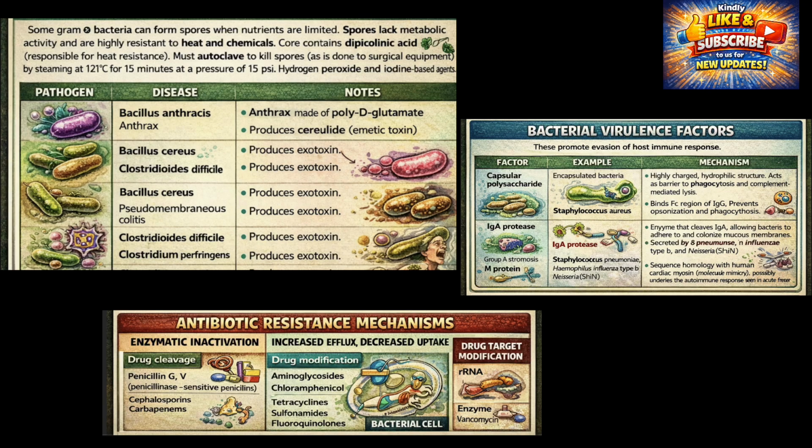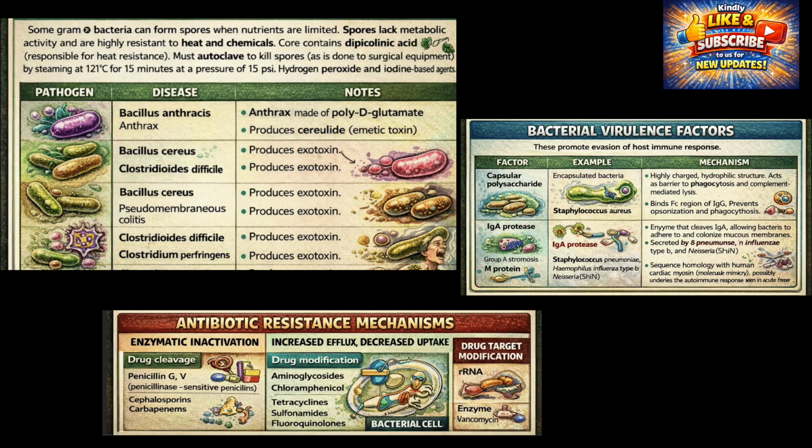The resistance is largely due to the spore core, which contains dipicolinic acid complexed with calcium. This stabilizes DNA and proteins and is the key reason spores survive boiling and routine cleaning. Because of this, standard disinfection is insufficient, and sterilization requires autoclaving, steam under pressure at 121 degrees Celsius for 15 minutes at 15 psi, a detail frequently embedded in infection control or hospital-based STEM questions. Hydrogen peroxide and iodine-based agents are also sporicidal and may appear as answer choices when autoclaving is unavailable.